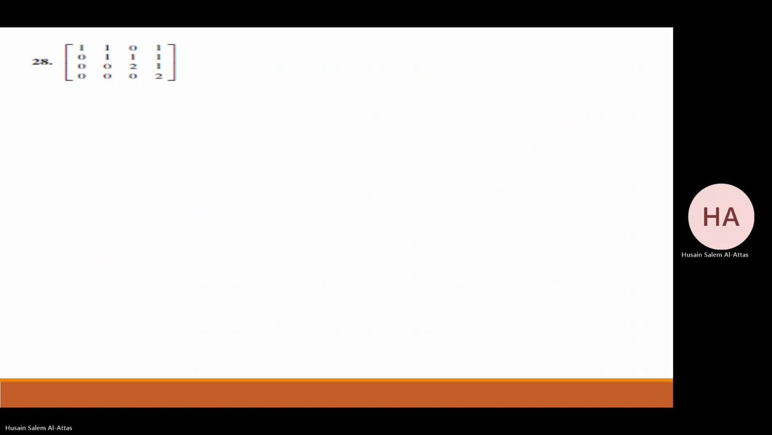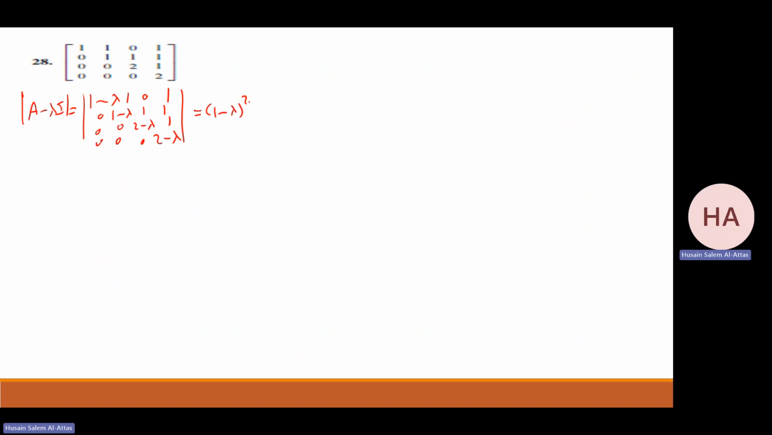Last one. We have A minus lambda I. That would be 1 minus lambda, 1, 0, 1; 0, 1 minus lambda, 1, 1; 0, 0, 2 minus lambda, 1; 0, 0, 2, 0, 2 minus lambda. If we do the calculation, that will be (1 minus lambda) squared times (2 minus lambda) squared equals 0. So lambda will be 1, 1, 2, 2.